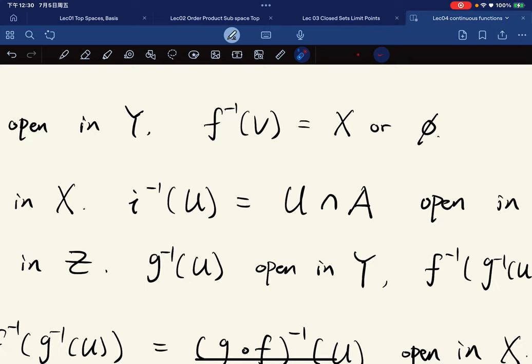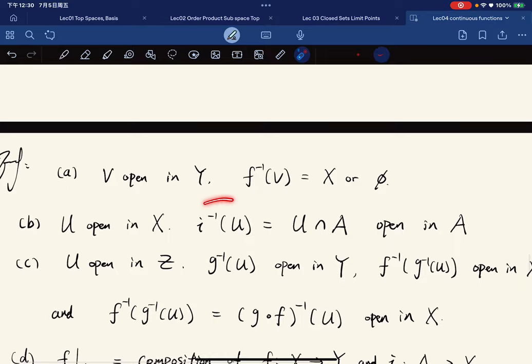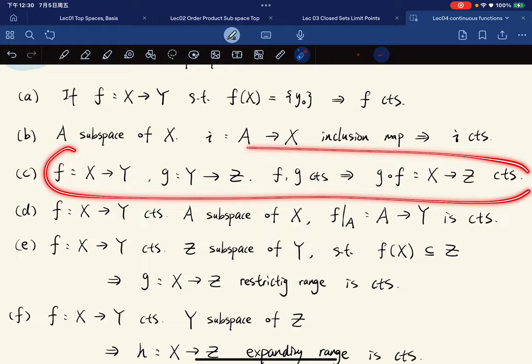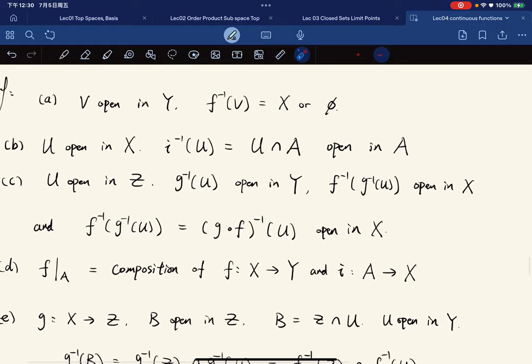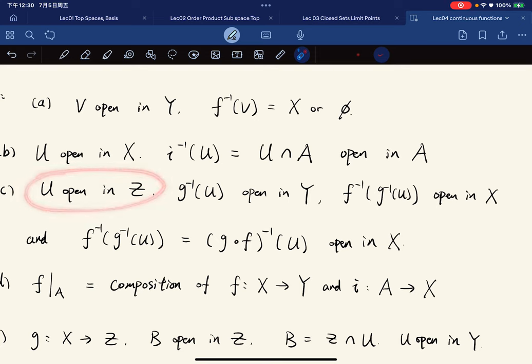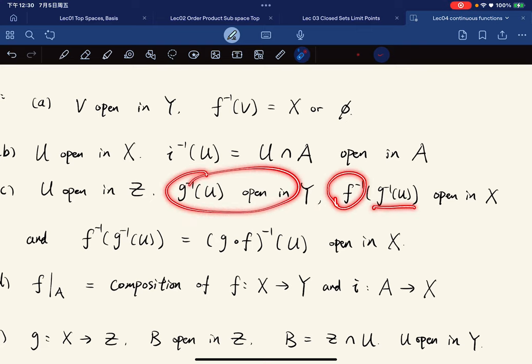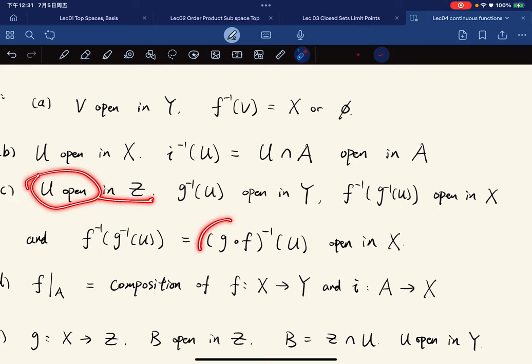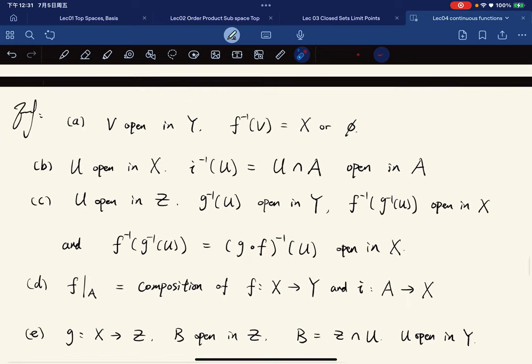This equality is easy to see. And part C is that the composition of continuous functions is continuous. Well, because U is open in Z, taking the inverse image under g gives a set open in Y. For this open set in Y, we take the inverse image under f, which is open in X. But we have this equality, right? So for U open in Z, (g∘f) inverse of U is open in X. So g∘f is continuous, okay?